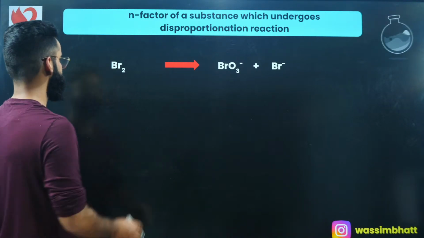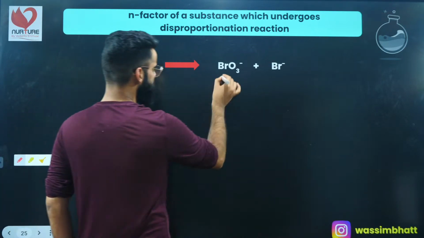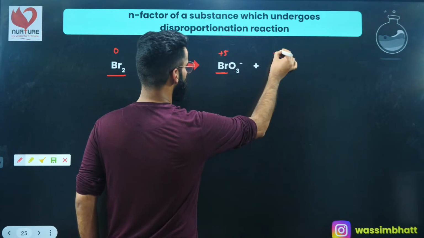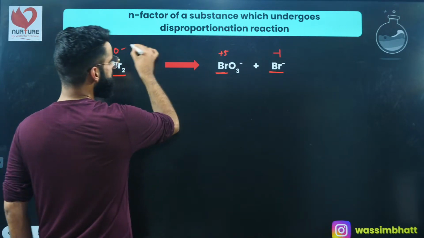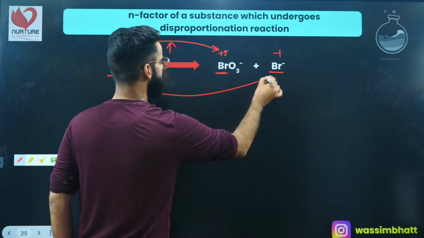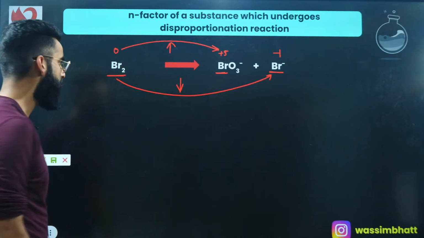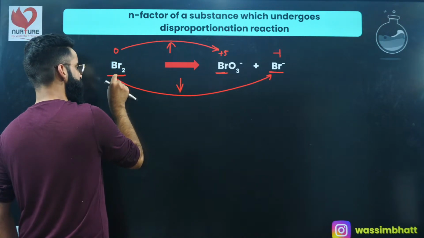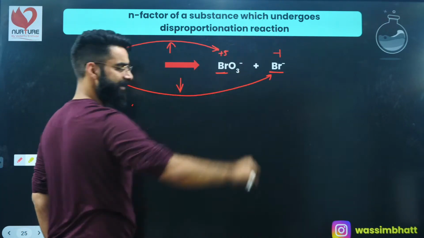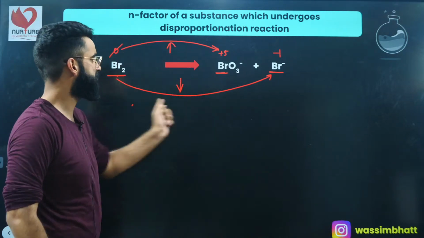See guys, if I ask you what is the oxidation state of bromine right here, you'll say 0. What is the oxidation state of bromine over here? You'll say +5. What is the oxidation state of Br over here? You'll say -1. So 0 to +5, the oxidation state of bromine is increasing, right? 0 to -1, the oxidation state of bromine is decreasing, right? See guys, the oxidation state of the same species is increasing as well as decreasing simultaneously.